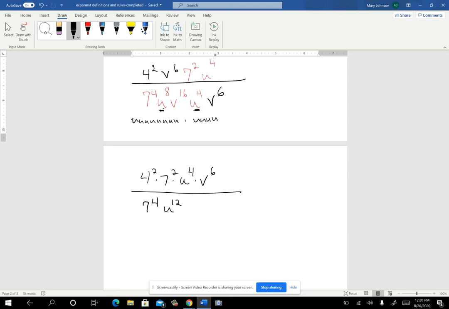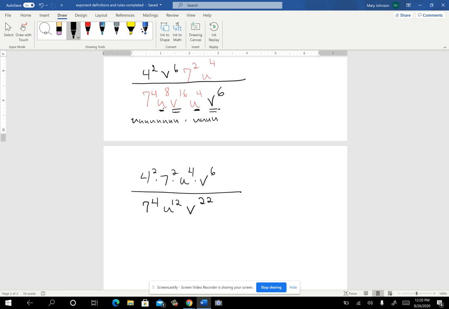Then go back and think about the v's. Don't you have 16 v's multiplied by 6 more v's? Wouldn't that give you a total of 22 v's? Yes, the shortcut's just 16 plus 6, but I don't even think about that. I just think about having 16 v's and then 6 more of them, and that would get me 22 of them.